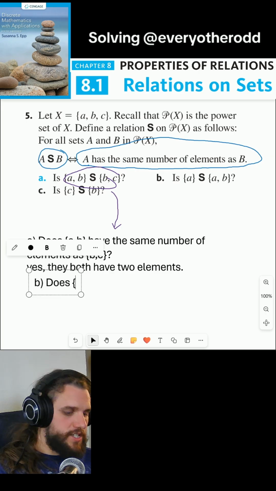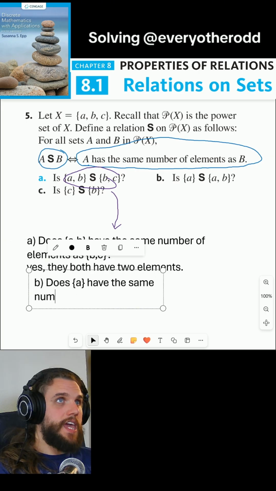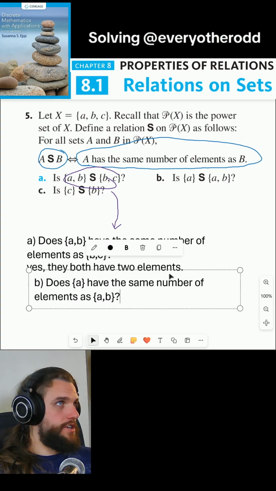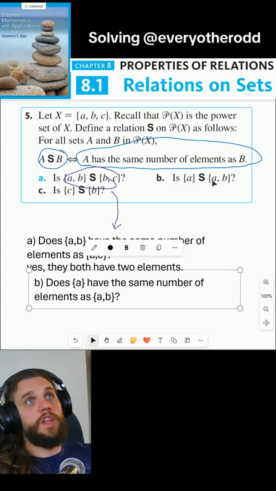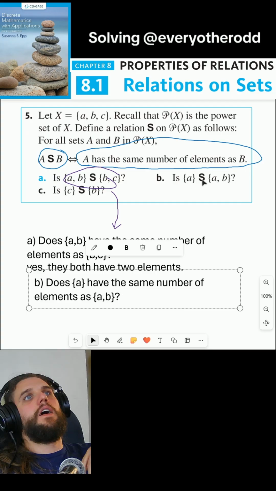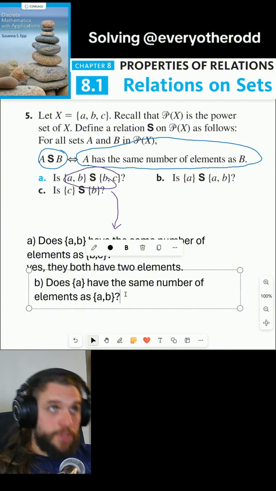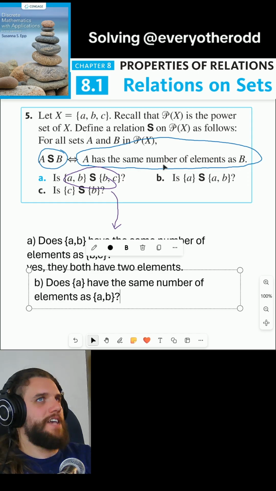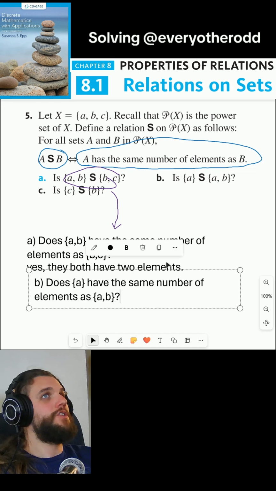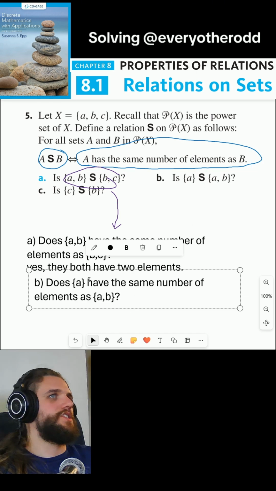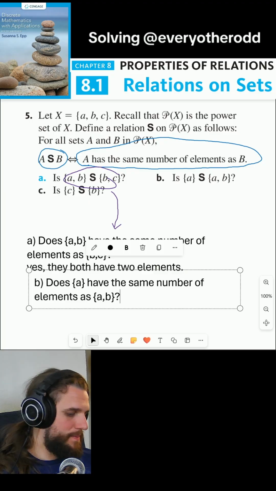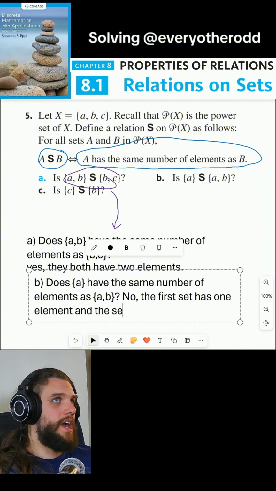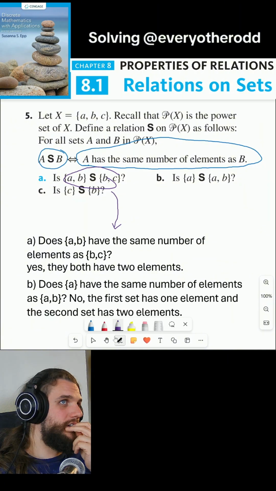Part B, does the set containing a have the same number of elements as the set containing a, comma b? The question is, is the set containing a related to the set containing a, comma b under the relation S? But since A is related to B if and only if A has the same number of elements as B, the real question is, does a set containing a have the same number of elements as a set containing a and b? And the answer is no. The first set has 1 element, and the second set has 2 elements. That's it. That's part B.